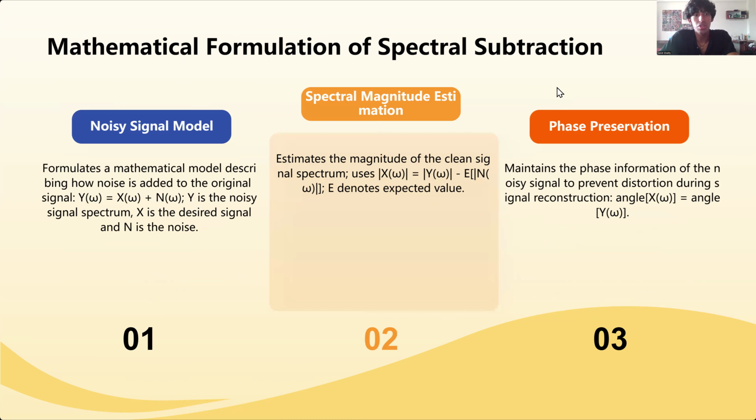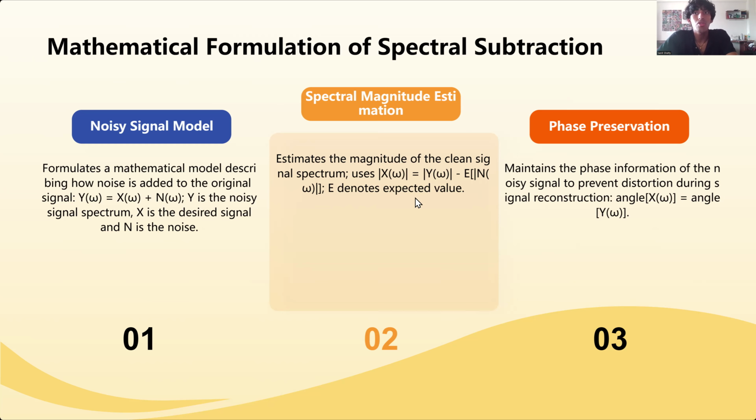Now we have the mathematical formulation, which is y of k is equal to x of k plus n of k, which in the frequency domain is written as Y of omega is equal to X of omega plus N of omega, where X of k or X of omega is the input signal, N of k is the noise signal, and Y of k is the total noisy signal. We estimate the magnitude spectrum as mod X of omega is equal to mod Y of omega minus E of mod N of omega, where E of mod N of omega denotes the expected value of noise spectrum.